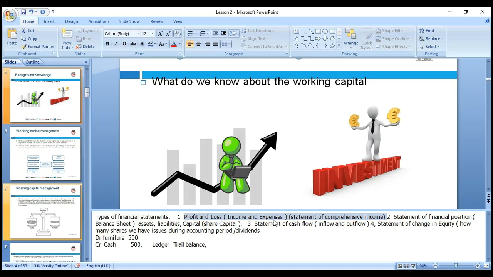The first statement shows all the income and expenses, as the name indicates. The second statement is called the statement of financial position of the company, which is also known as a balance sheet. It shows our assets, our liabilities, and our capital. Capital means our investment in the business. So assets, liabilities, and capital. If we want to see any company, we can open its statement, called the financial position, which is also known as a balance sheet.